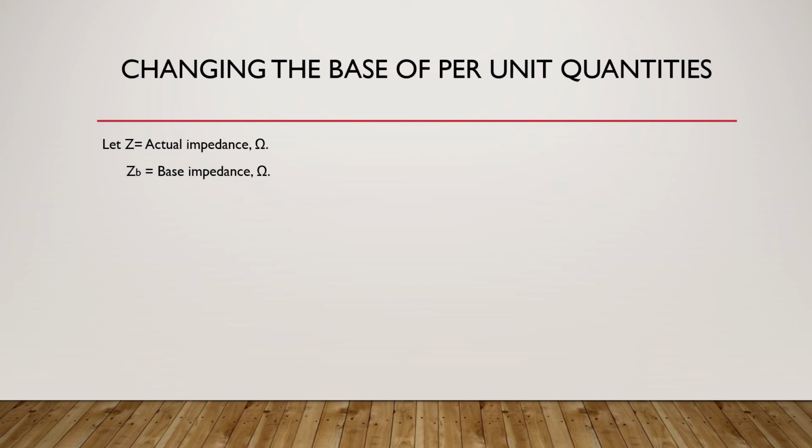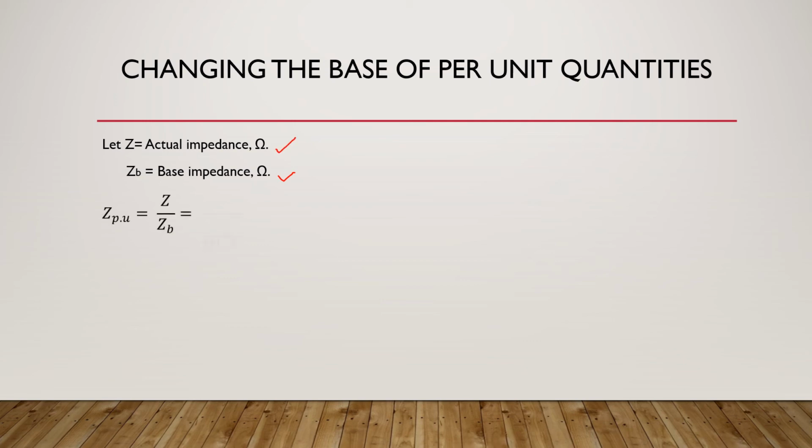Now, the next important topic is changing the base of per unit quantities. So many people have difficulty with this change in base. Now I'll tell you how simple it is. In exactly 2 to 3 minutes, this topic will be over. So let us see how easy it is. Let us have Z as actual impedance and ZB as base impedance. These are the two assumptions, Z and ZB.